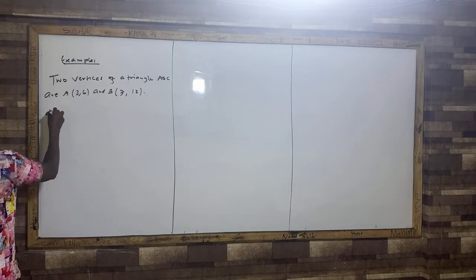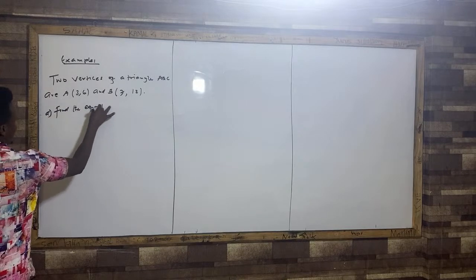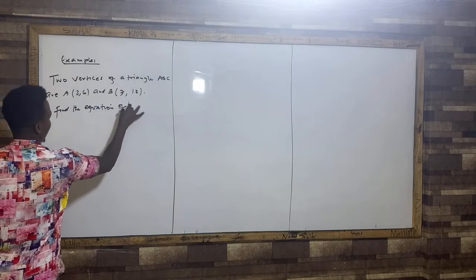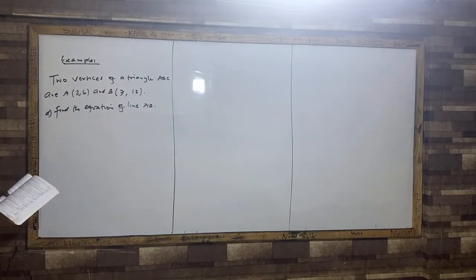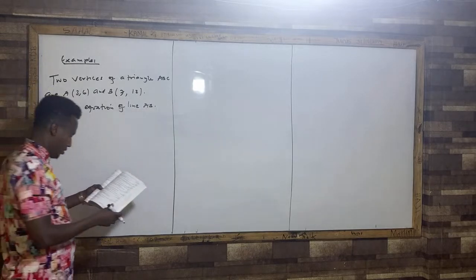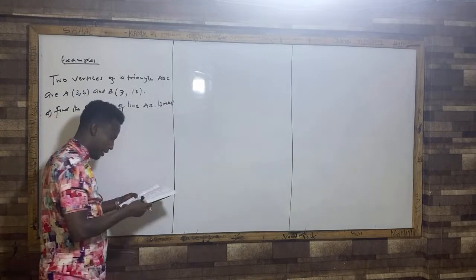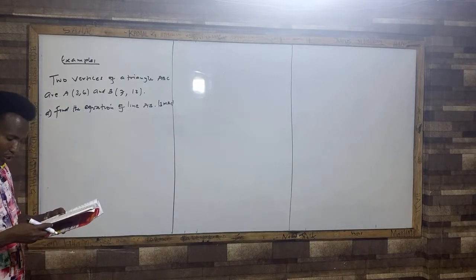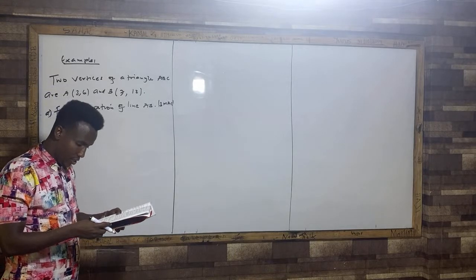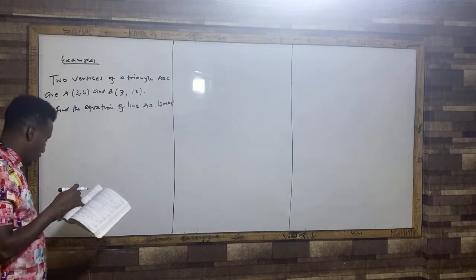Question A, you're told, find the equation of line AB. This carries 3 marks. It was there in KCSE 2018. Let's go and see the second question.